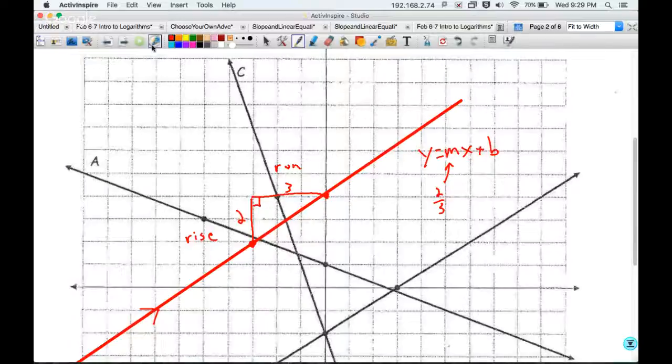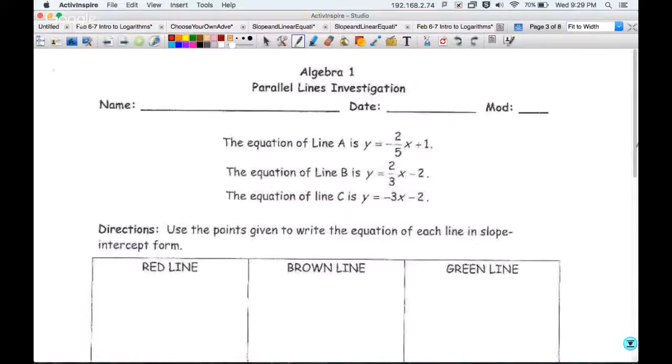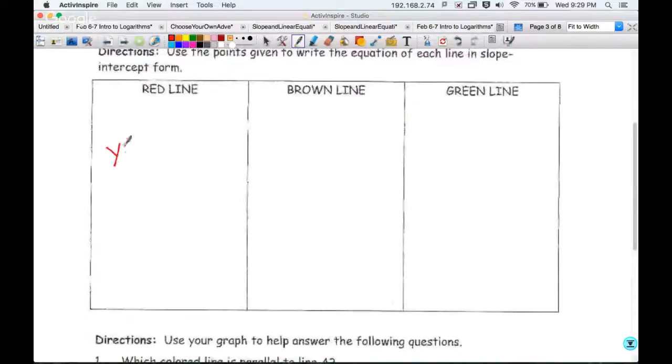Now b is a little bit different. b is our y-intercept. We have to look, this is our y-axis right here. We have to look where our line crosses the y-axis. It crosses right here, so I go back to my origin and I count up until I get to this point. 1, 2, 3, 4. So now I've got a b value of 4. Let's fill that in right here for the red line. y equals 2/3 x plus 4.